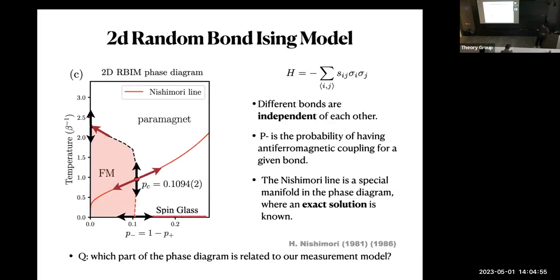And in the two-dimensional random bond Ising model, people know this classic phase diagram. If you have a random bond Ising model, each bond is independent of each other. And we assume the bond, x, is a plus or minus one variable, chosen randomly through a probability distribution. P minus is the probability of having a minus bond appear in this Hamiltonian. So you have a phase diagram in terms of temperature and this probability P minus.